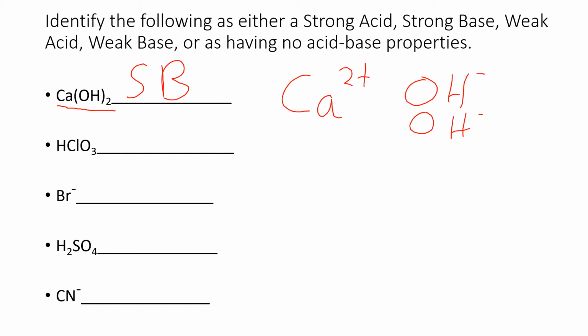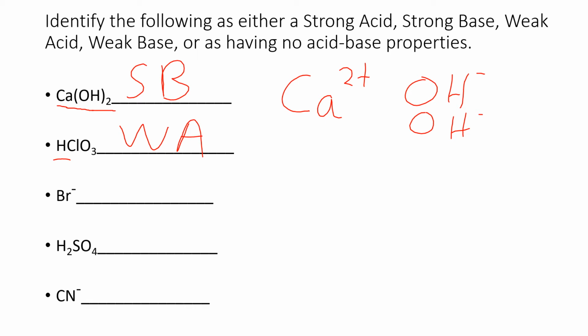If we look at the next one, HClO3. Right away, looking at the formula, we're thinking it's probably going to be an acid. Why? It's leading with an H. So we're thinking acid. Now we have to ask ourselves, is that on the list of the strong acids, or is that going to be a weak acid? If we look at the formula very carefully, we see it's not on that list of the strong acids. So being it's not on the list of the strong acids, this has to be a weak acid. So WA for weak acid.